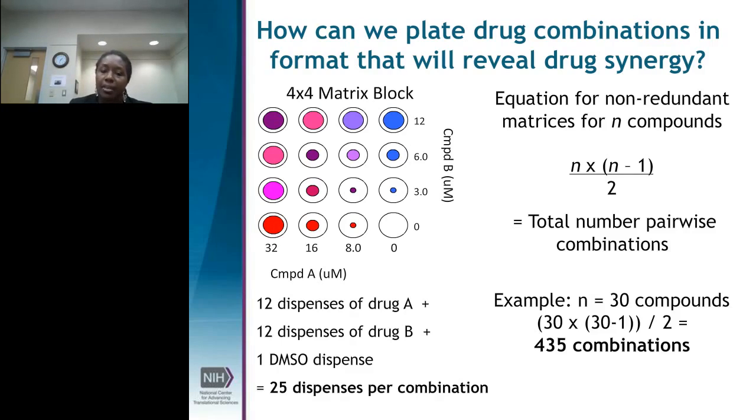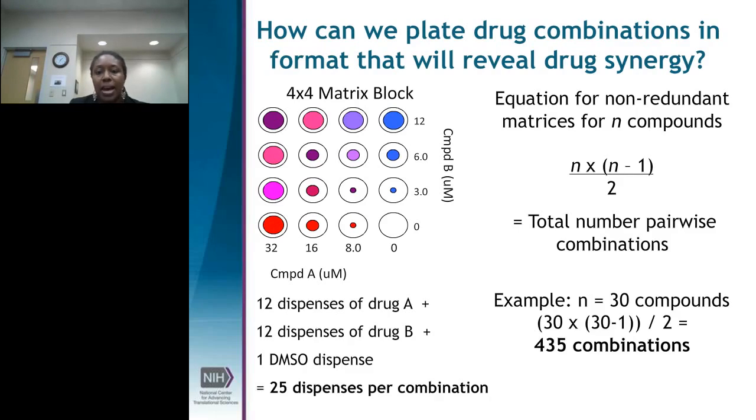So just looking at this 4x4 block, if we only wanted to do one of these, we would need 12 dispenses of drug A by itself to make up part of this matrix block. We would need 12 dispenses of drug B to make up the rest of this matrix block, and then we would need one well with just DMSO by itself, which is our control well. So just to make this one matrix block, someone would need to undertake 25 dispenses or 25 pipetting steps.